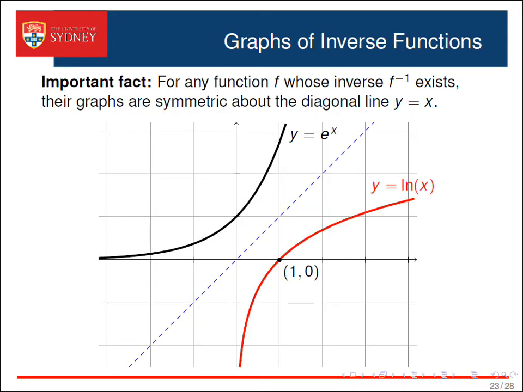Here's another important fact. The graphs of two mutually inverse functions are symmetric about the diagonal line y equals x. You can use this property to help sketch graphs. For example, if you forget how to sketch the log function y equals ln x, but remember how to sketch the exponential function e to the x, well, since they're mutually inverse functions, all you have to do is sketch e to the x and then reflect its graph about the diagonal y equals x to get its inverse, ln x.